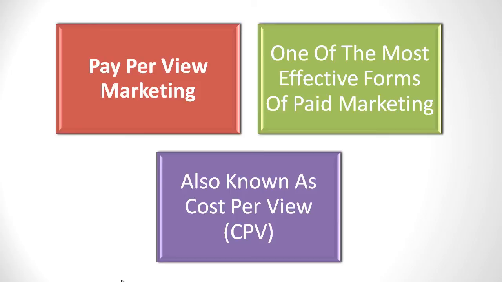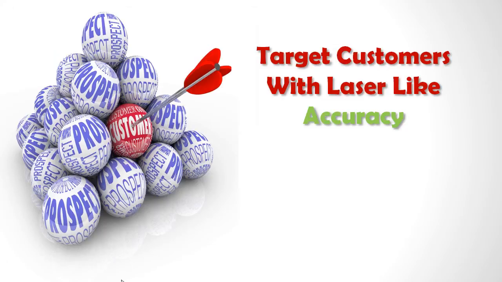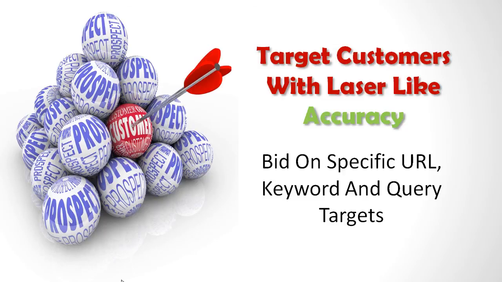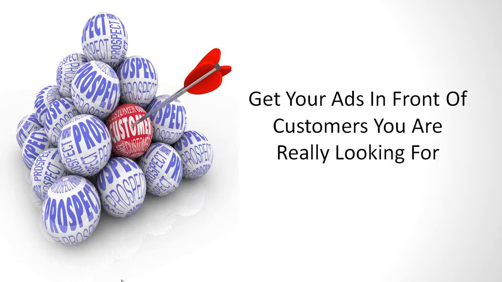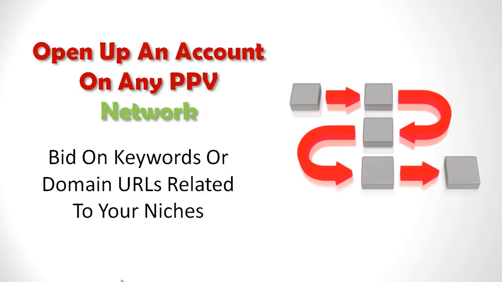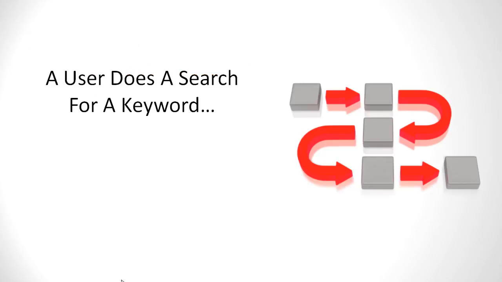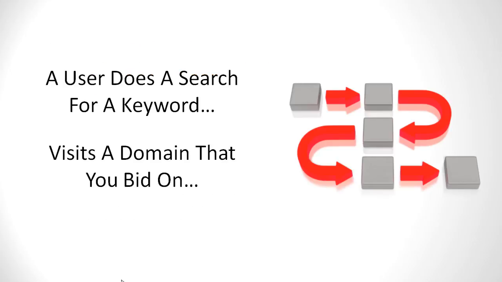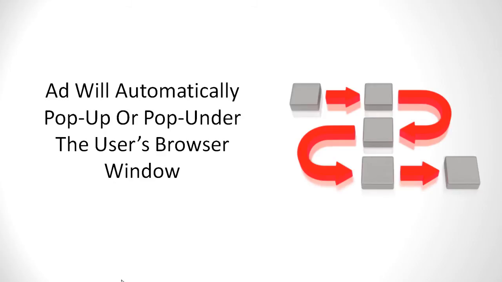PPV is an effective paid traffic method because it allows you to target your customers with laser-like accuracy. CPV advertisers let you bid on specific URL, keyword and query targets so that you only get your ads in front of those customers you are really looking for. When you open up an account on any of the many PPV networks and start bidding on keywords or domain URLs that are related to your niche, whenever a user does a search for a keyword or visits a domain that you bid on, your advertisement will automatically pop up or pop under the user's browser window.